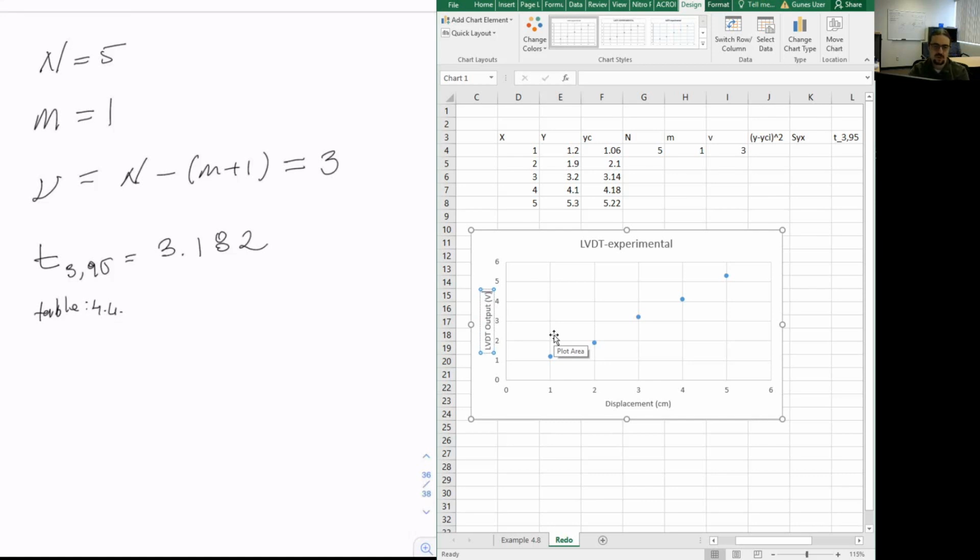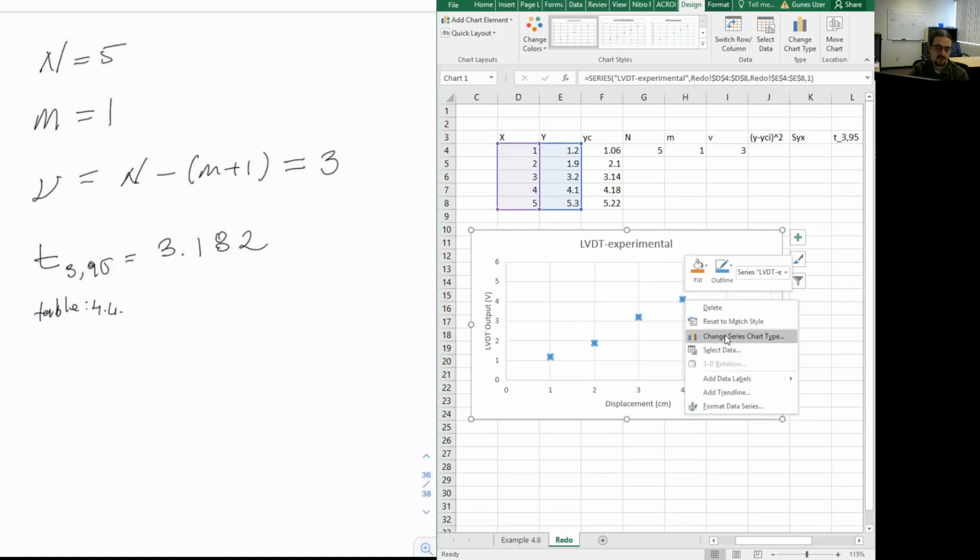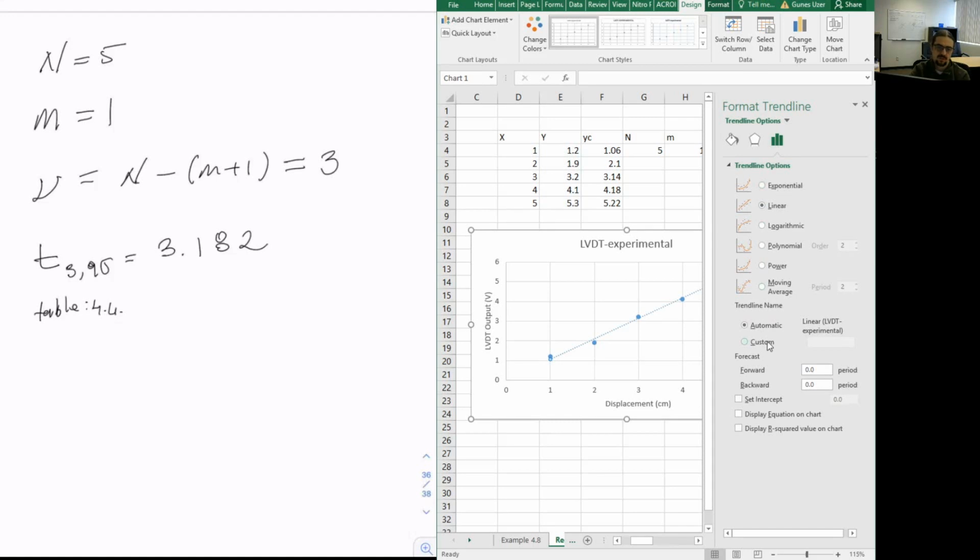The only thing that you do here is that you right-click your curve, and then you can say add a trend line. Once you do, it's going to give you a bunch of options. So you can do exponential, linear, polynomial of certain order. But we know that it's a linear relationship, so it's basically going to show you your curve right there. And then you can also say show my equation, and also show the r square value.